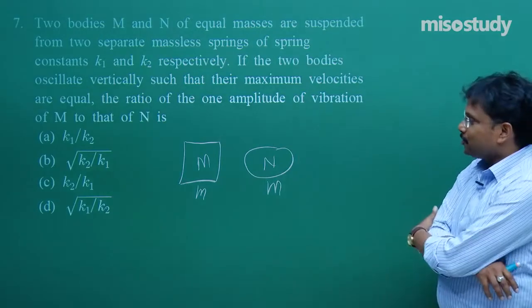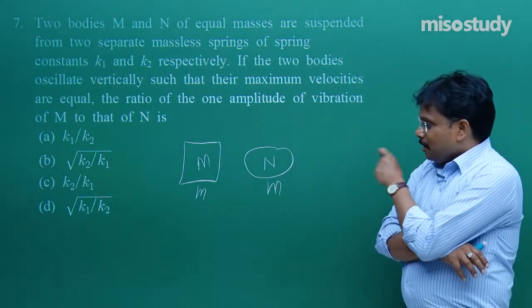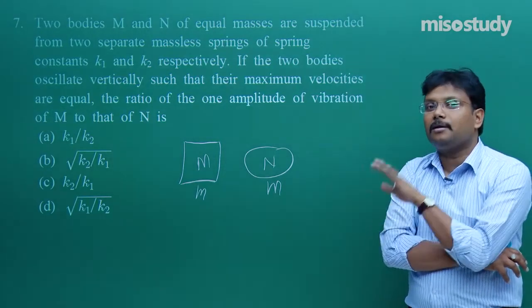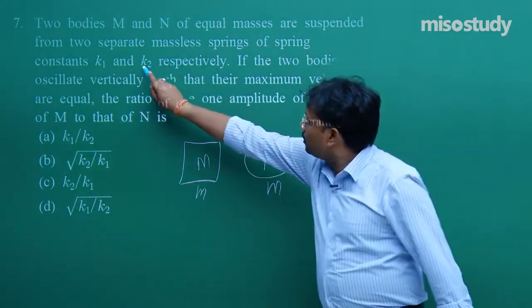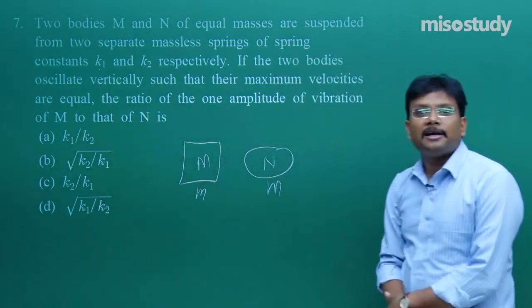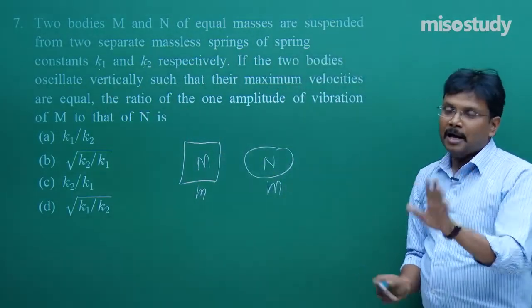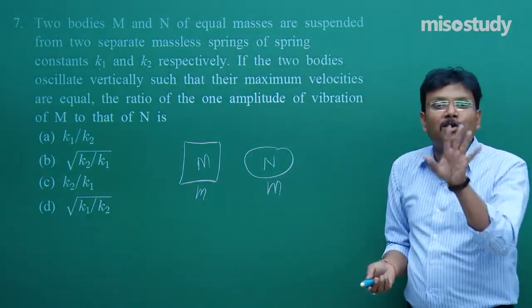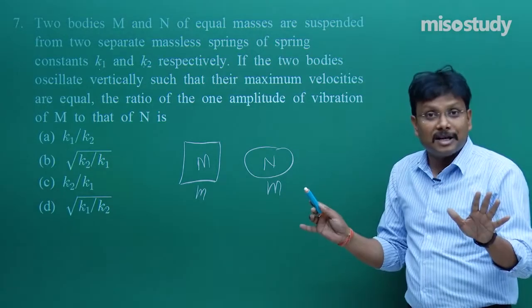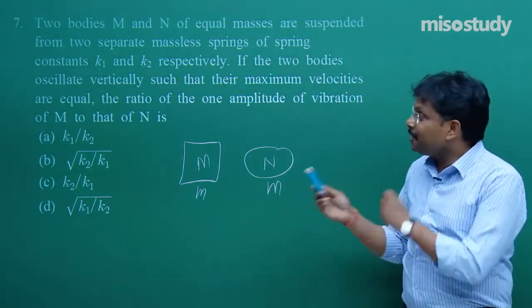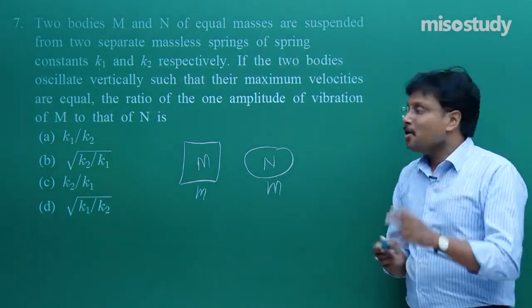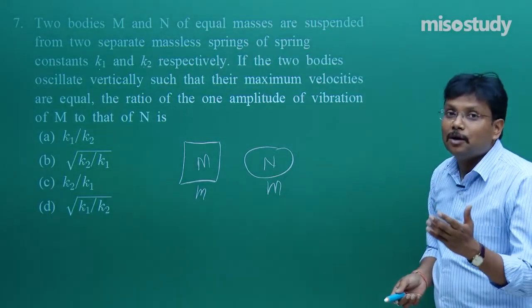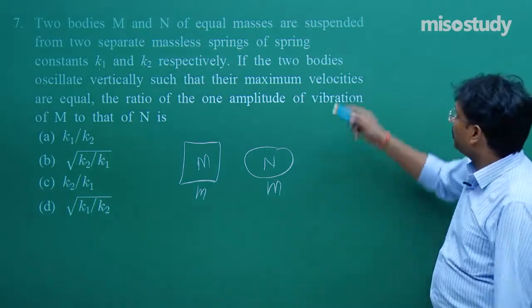Now a question can come to your mind. Masses are the same, then why is the amplitude going to be different? Because K1 and K2, the springs, are not the same. If springs are the same and masses are the same, then the shape of the body is definitely not going to affect the oscillation. But here masses are the same but springs are different. So that's why this difference is there, and then we will try to find out what the approach will be.